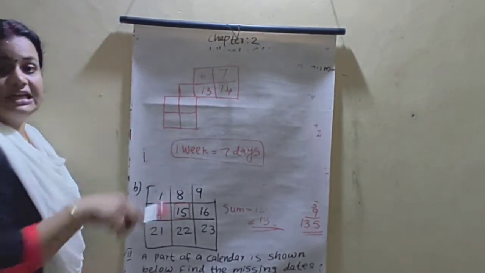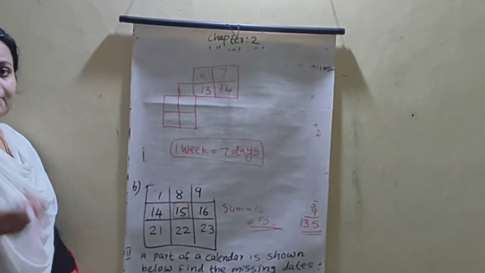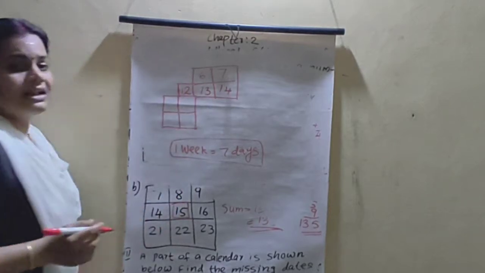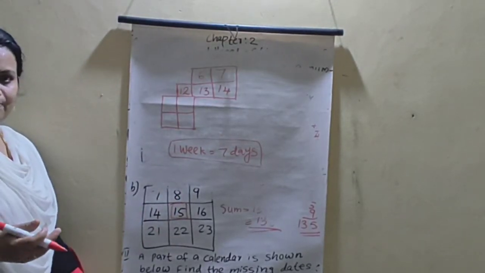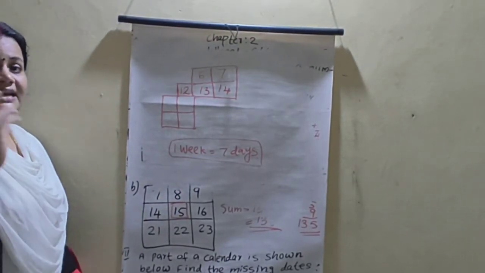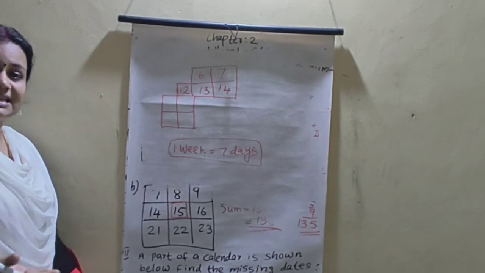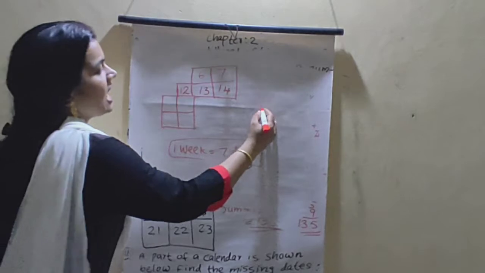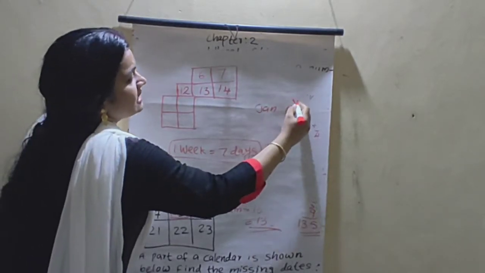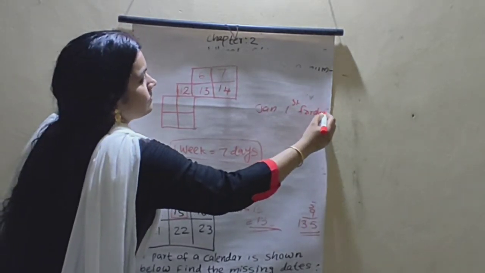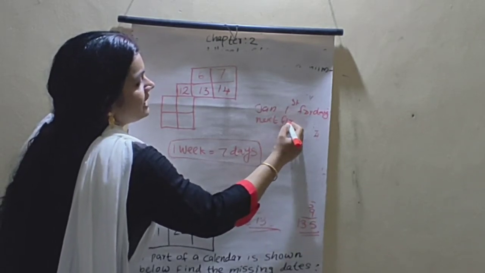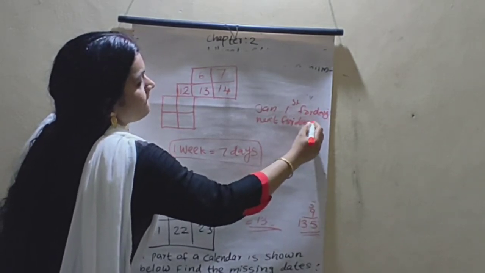Just before 13, what is the number? 12. We already discussed one day is given. How to find out the next day? Jan 1st is Friday. What about the next Friday? Which date is the next Friday?